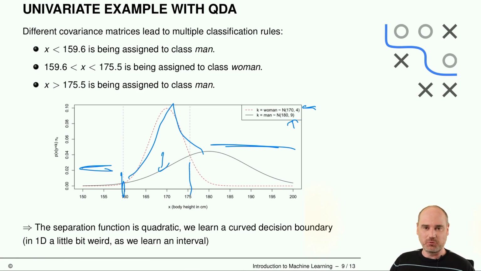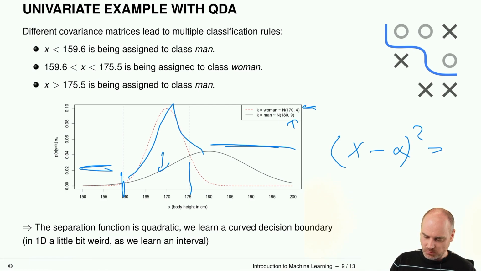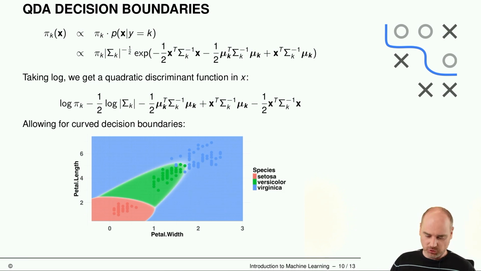This doesn't make sense if you write down formulas, so maybe do this. You would have something like x minus some value alpha, squared. You're checking whether this is larger than some value beta, and if you do this just for one number, you'll figure out that this is basically an interval. It makes a lot more sense to visualize this in 2D, which I did here on the iris data set. So maybe let's start with that. That would be QDA applied to the iris data set, and you can now see much more nicely these quadratic decision boundaries between classes.